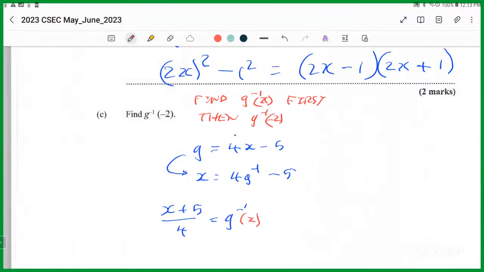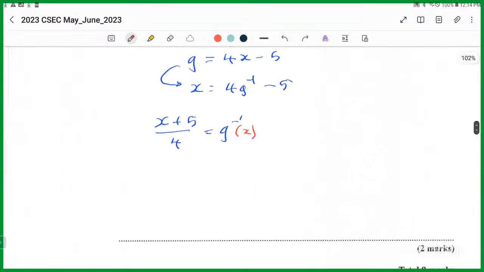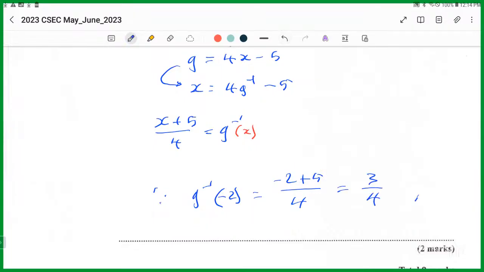We want of negative 2. So I'm going to plug the negative 2 in there, right there and there. So we can say therefore g to the minus 1 of negative 2 means negative 2 going there. So it becomes negative 2 plus 5 over 4. So negative 2 plus 5 same as 5 minus 2. 5 minus 2 is 3 all over 4. That's the answer right there.